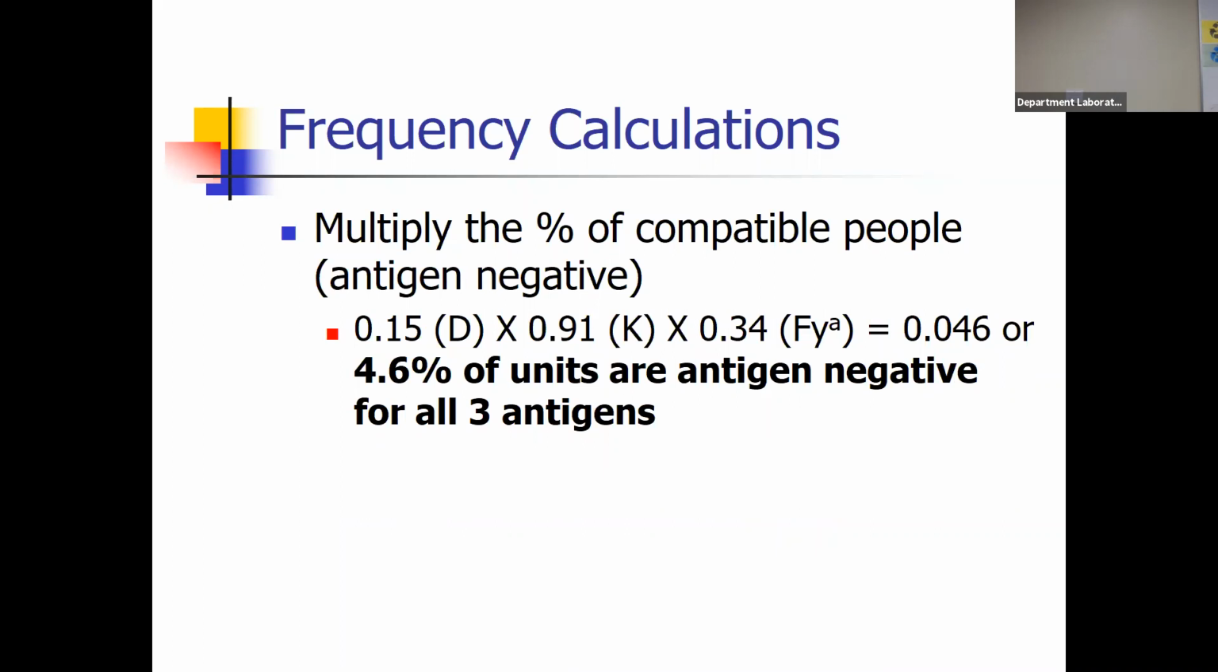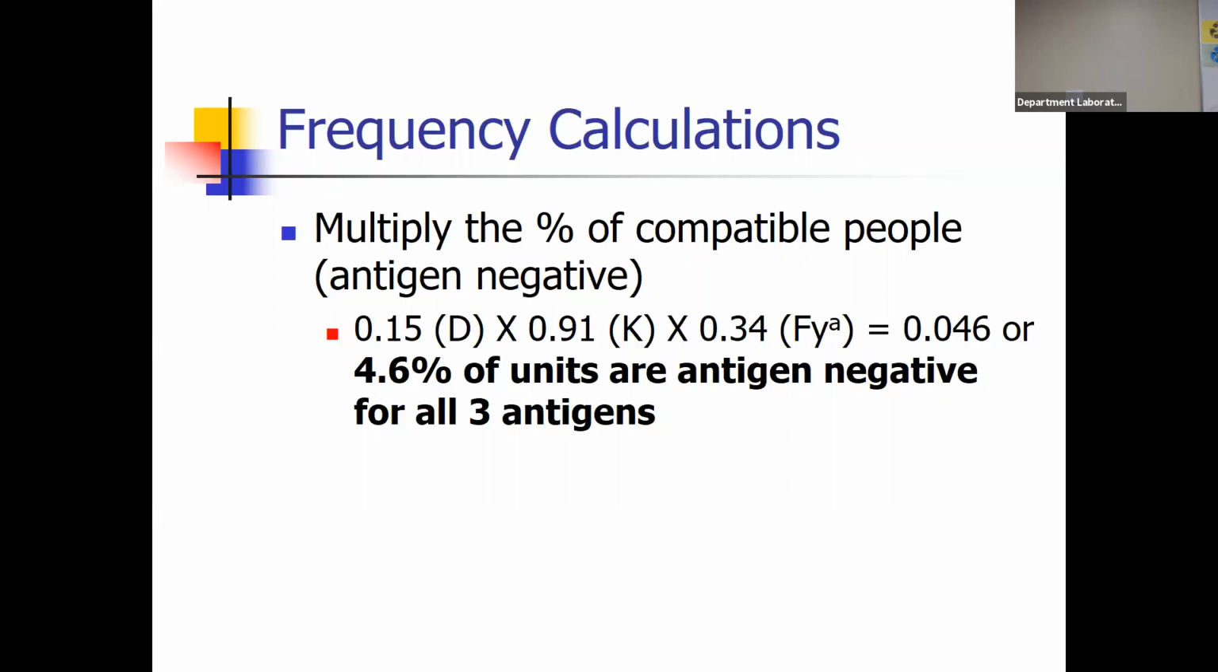All right. So if your patient is A negative, then you could also put in, I think it's 46% of the population is type A. You could also put that frequency in as well. All right. For the exam, you will have some frequency calculations. You do not need to memorize the percentages. I will tell you. All right.